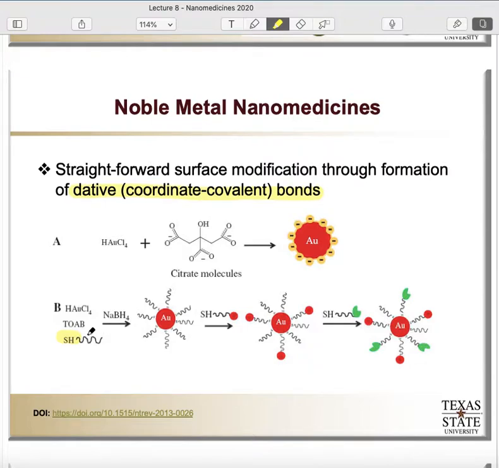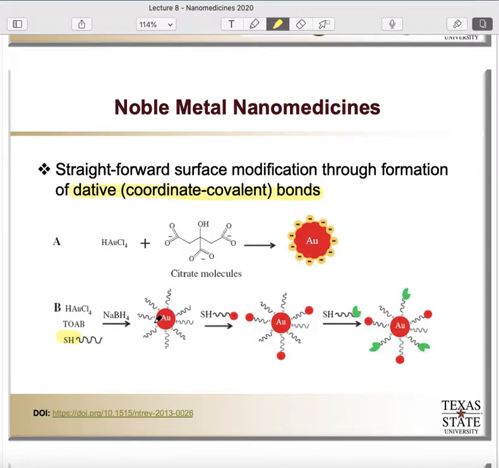In this particular case, we're going to be making our particle by the reduction of chloroauric acid in the presence of tetraoctyl ammonium bromide and sodium borohydride. But we're also going to include something like a polyethylene glycol chain that has a terminal sulfhydryl or terminal thiol group in order to provide the ability to functionalize the surface.